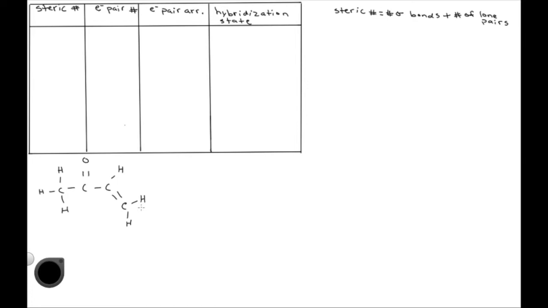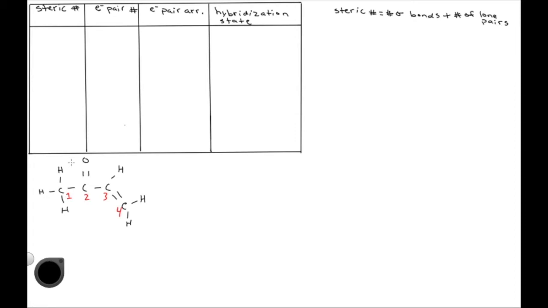So we want to determine the hybridization state of each of the four carbons in this compound. So let's number them from left to right: 1, 2, 3, and 4. So here's carbon 1, 2, 3, and 4. So now let's briefly go over the rules for determining hybridization states.